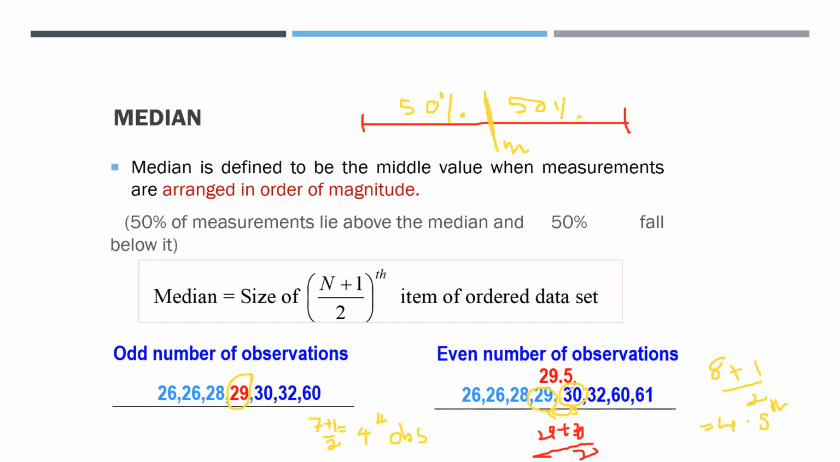Then 29.5 is the median value. Right? So this is how you can calculate the median if there is an even number of observations in your data set. If you want to note down these things, you can do it now.